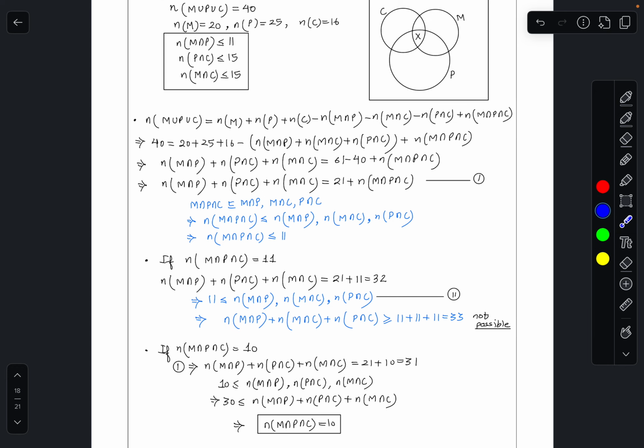So two things are happening here. One is I had this relation. So whatever value of M intersection P intersection C you are taking is supposed to be consistent with this relation.